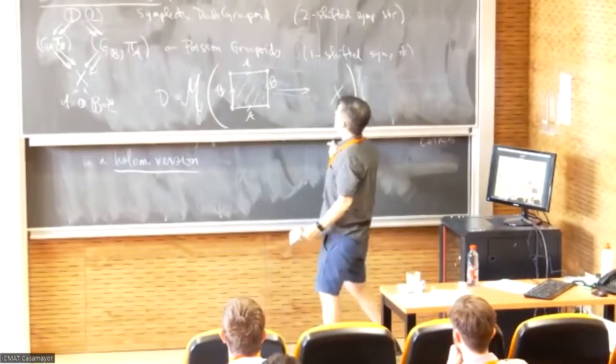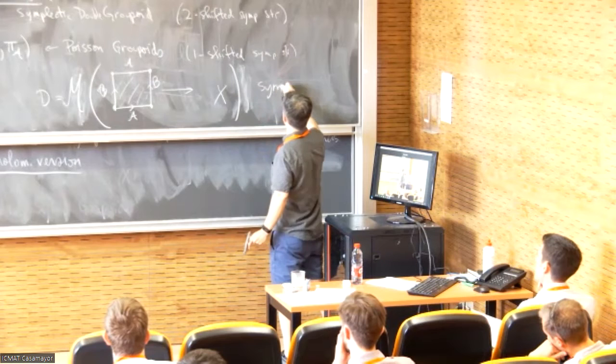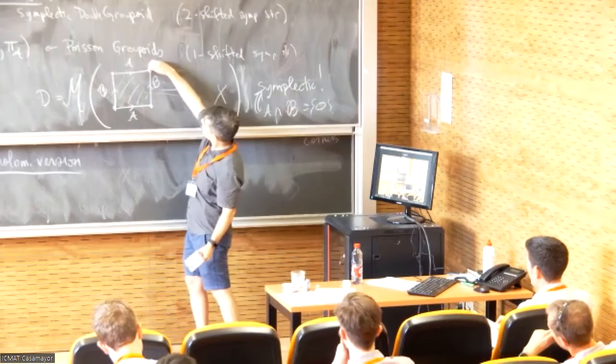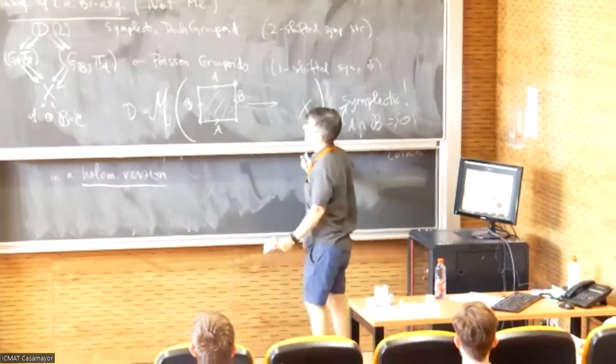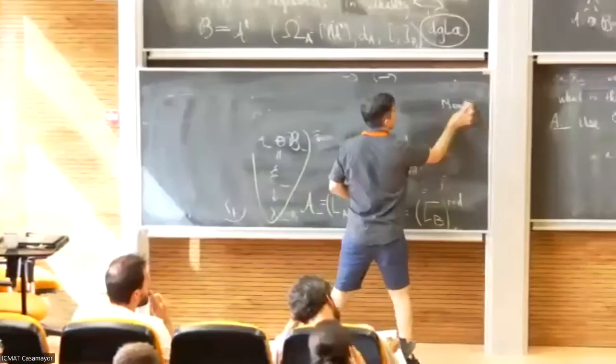And so the beautiful thing about this is that you can just draw a diagram, and then you get a symplectic moduli space, since A intersect B is zero. So this implies this. It's because when you go to the corner, you need that the intersection is trivial there. That's what happens. Okay, so I have just enough time now to explain what we do.